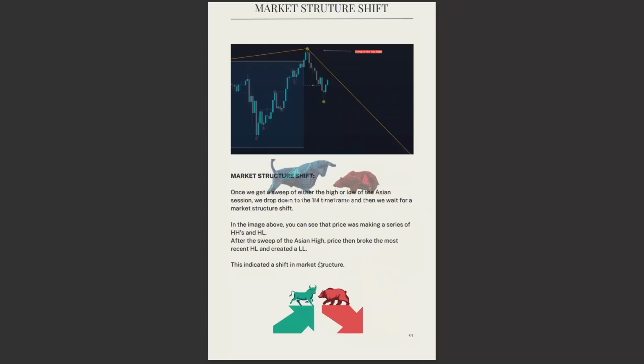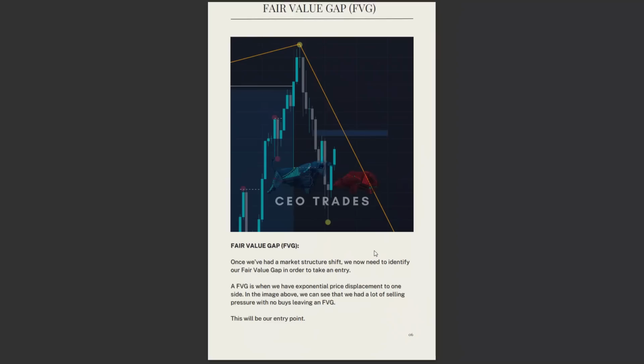The next step is the market structure shift. Once we get the sweep of the high or the low, we drop down to the 1 minute time frame, and then we wait for a market structure shift. As you can see in this image above, we are creating a series of higher lows and higher highs all the way up until we broke the Asia high. Once we did that, we changed structure, because instead of creating higher lows and higher highs, we ended up creating this lower low, which means we were then waiting for a lower high before taking price lower. So that's what we're waiting for. We're waiting for a market structure shift, and once we get that, we then find our fair value gap.